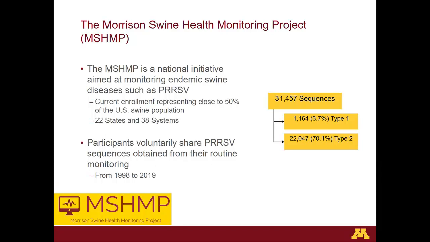Other than sharing with us their PRRS status every week, they also voluntarily share with us their sequence data, their routine monitoring sequence data. So we have sequence data from these participants from 1998 to the present, and so far we have over 31,000 sequences. Most of our sequences are type 2 viruses, which are the American type viruses, but we do have some type 1 viruses, which are the European viruses.